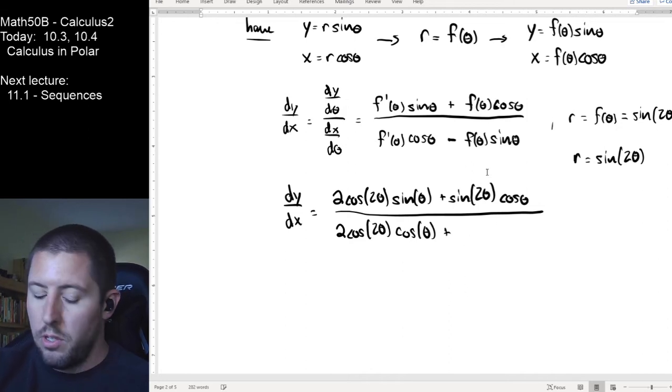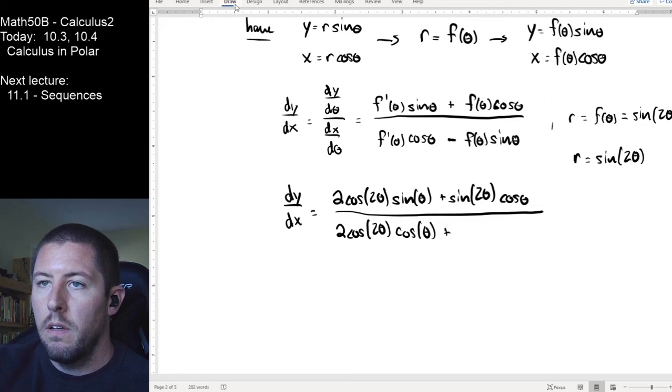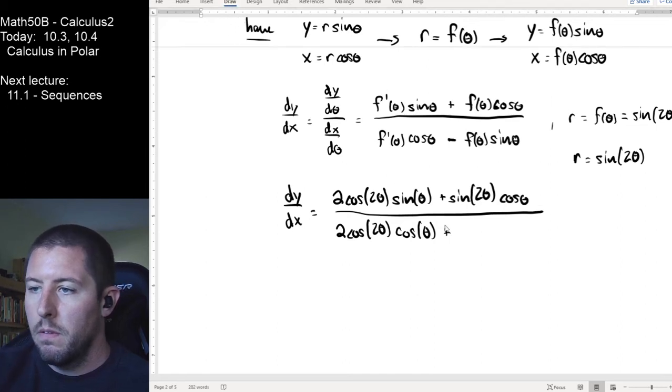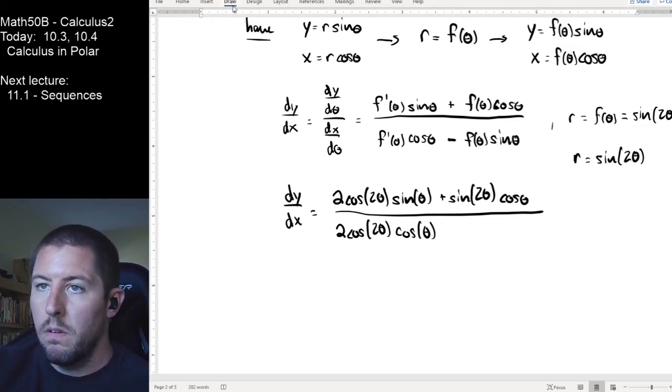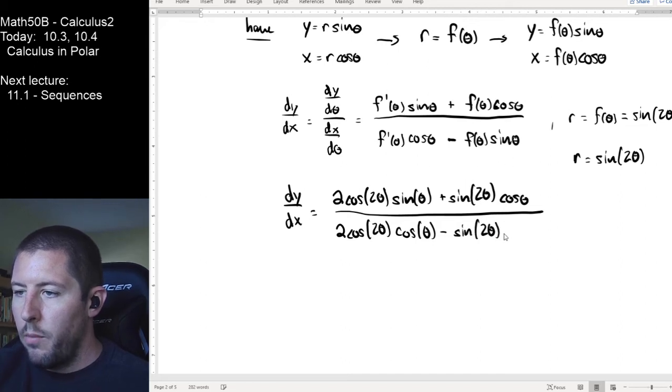Plus, oops, excuse me. Oh man, I'm not going to trust the erasing today. Minus f of theta, which is sine of 2 theta, and we get a sine theta associated with this guy here.